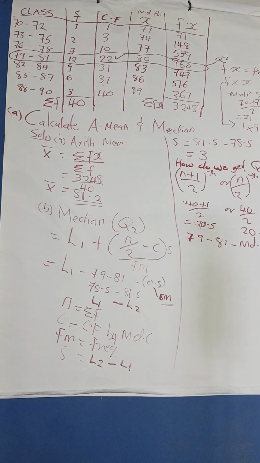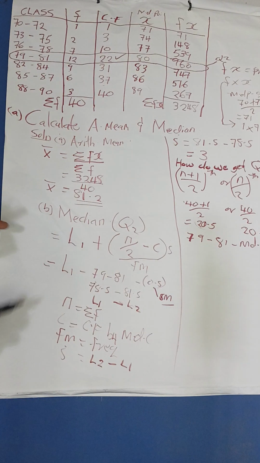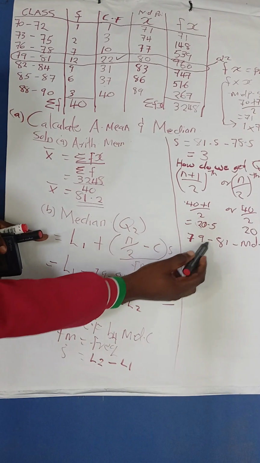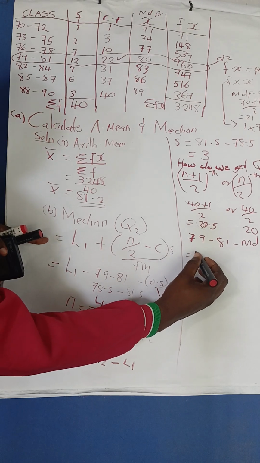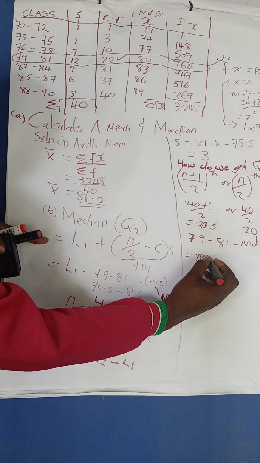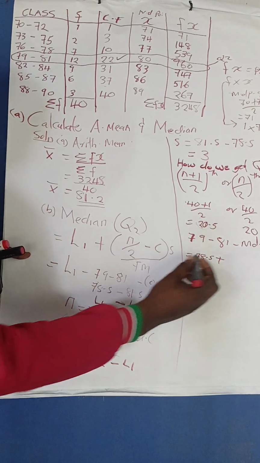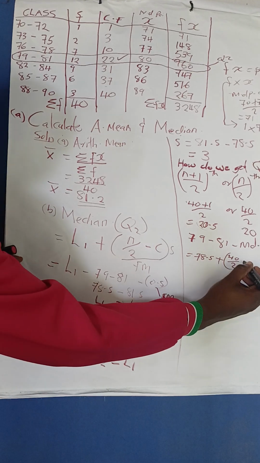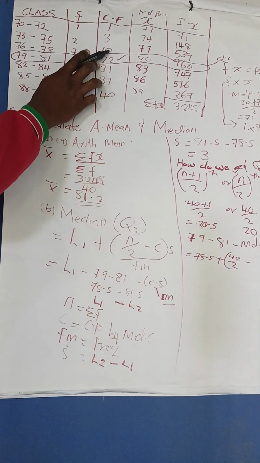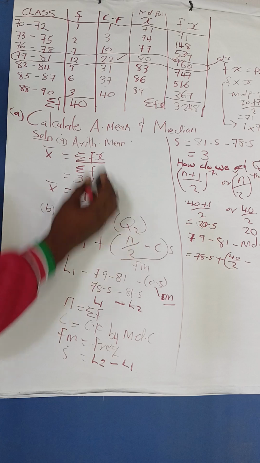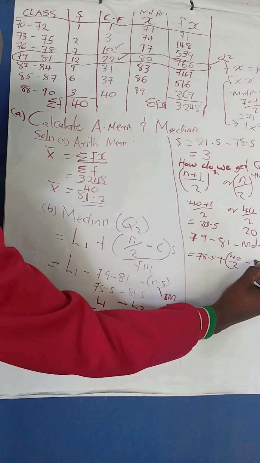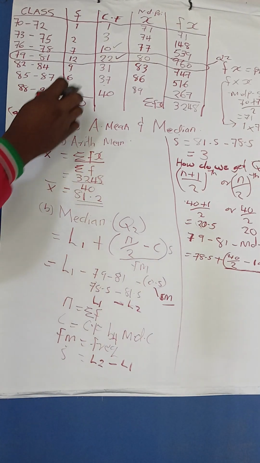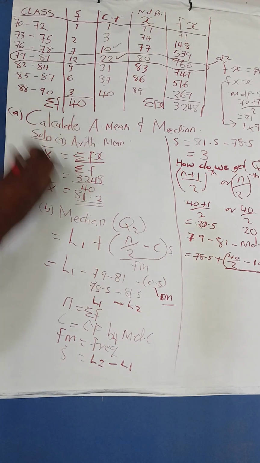Good. Now our L1 will be what? Now we just get the values and we feed into this formula. Our L1 in this case will be what? So you subtract 0.5 from 79, I will have 78.5 plus, then N we already have, it's 40 divided by 2, close the bracket. C we said is the cumulative frequency before the median class, which is what? 10. So I will say minus 10. Close the bracket. FM is the frequency of the median class, which is 12.